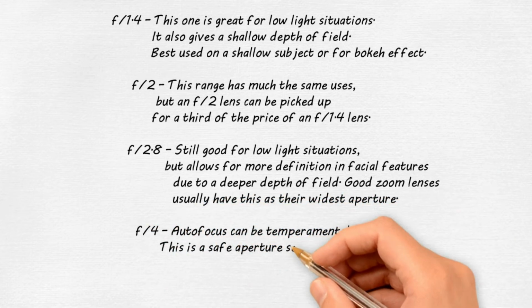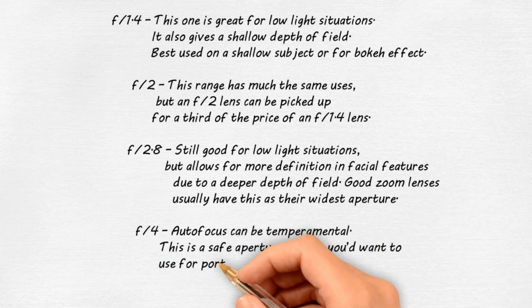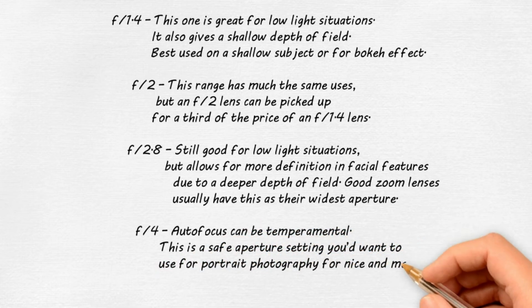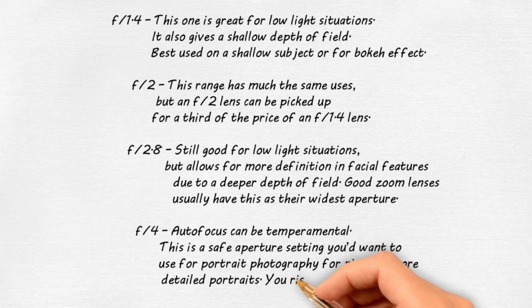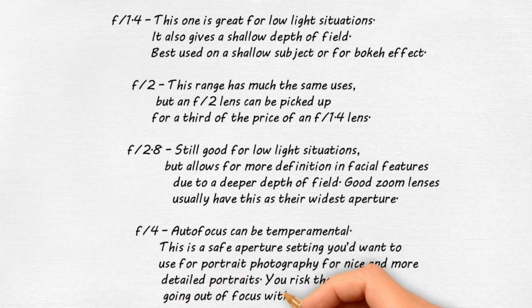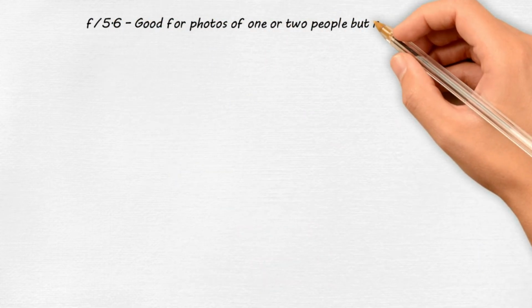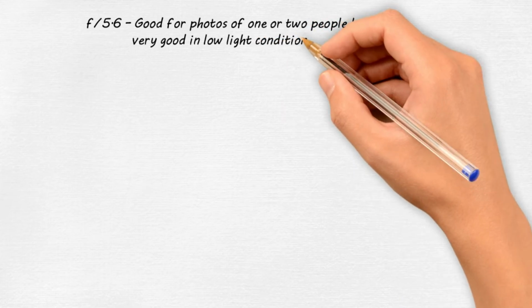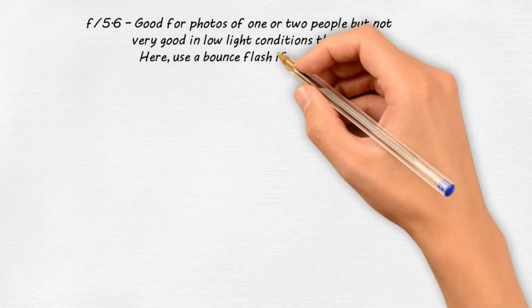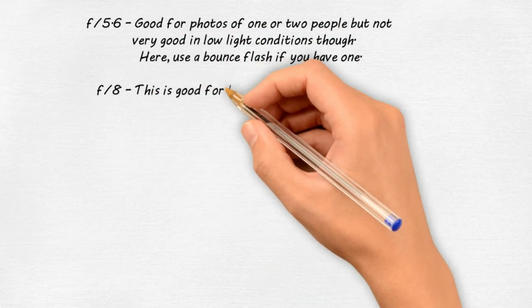f/4, autofocus can be temperamental. This is a safe aperture setting you'd want to use for portrait photography for nice and more detailed portraits. You risk the face going out of focus with wider apertures. f/5.6, good for photos of one or two people but not very good in low light conditions though. Here, use a bounce flash if you have one.